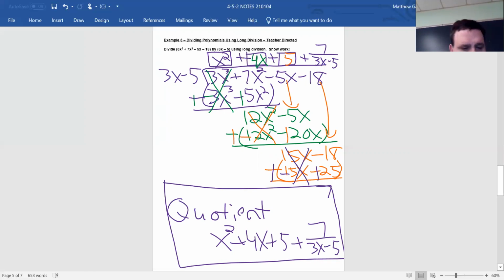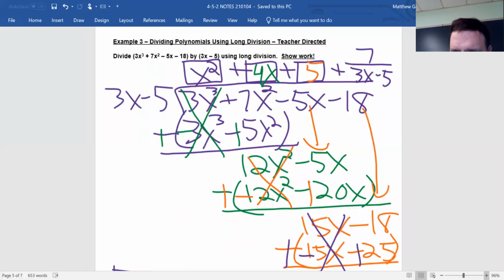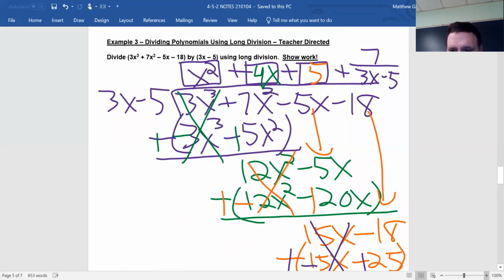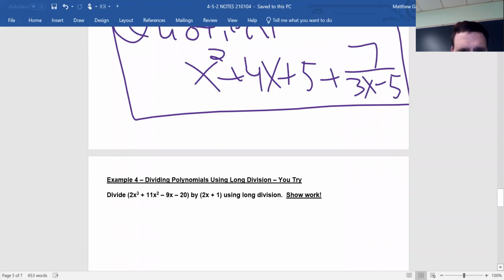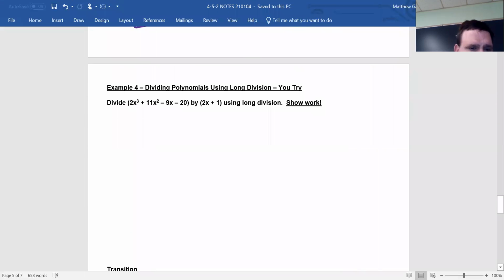Okay. So try example 4. Let's just look at it quickly. I'll be back to go over it. Nothing different, actually probably easier because you deal with 2x versus 3x. So I'll be back to go over that.